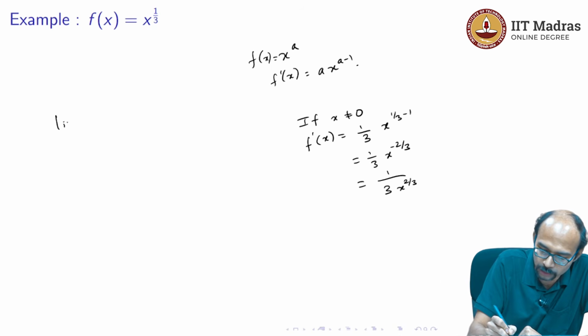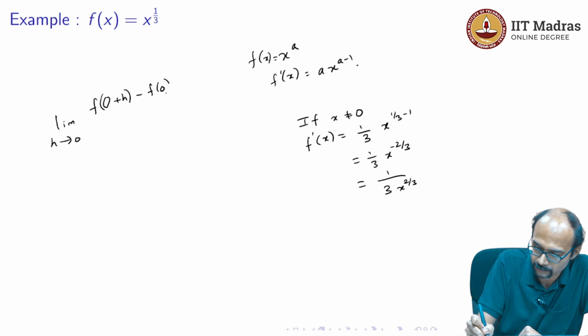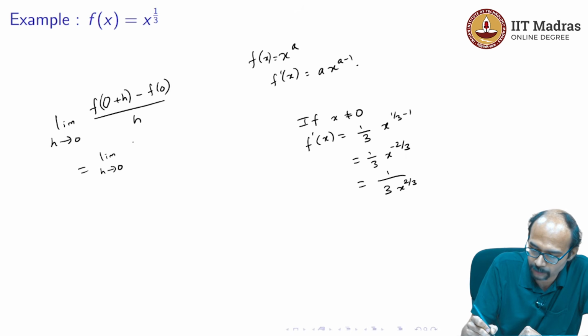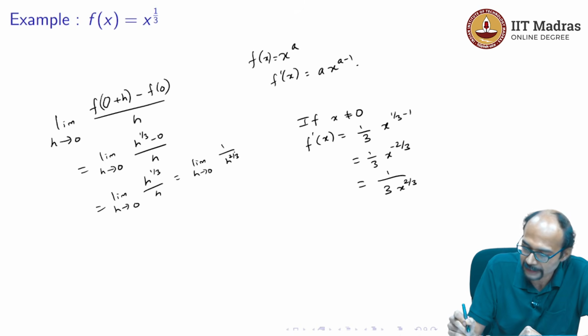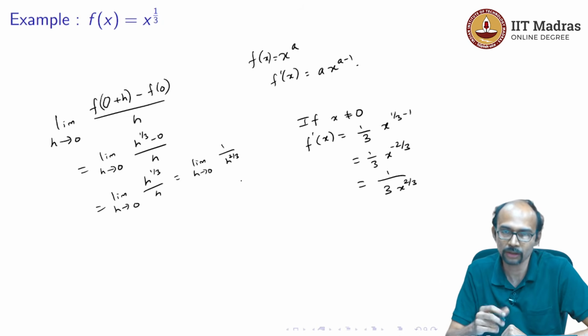So, if we try to compute this limit at 0, let us see what that gives us. So, limit h tends to 0, f of 0 plus h. So, this is f of h. So, this is h to the power 1/3 minus 0 by h. So, this limit h tends to 0, h to the power 1/3 by h, which is limit h tends to 0, 1 over h to the power 2/3, and this limit does not exist.